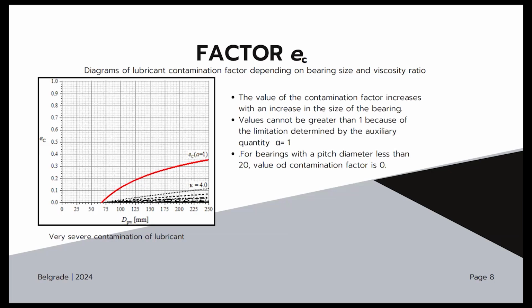We can see that for smaller bearings, whose pitch diameter is lower than 65, the contamination factor is equal to 0. That means that the smaller bearings cannot operate under the conditions when the lubricant is very contaminated.